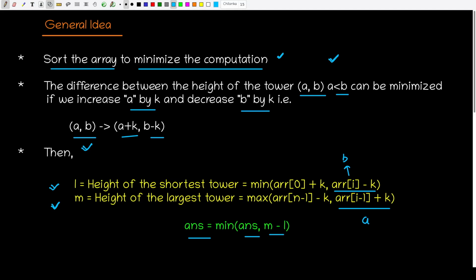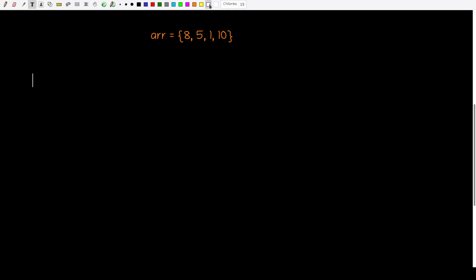Now let us discuss each of these steps in more detail. So in order to discuss that, let us take an example. Let us say this is the height of the towers which is given to us. Now if we don't sort the array and we want to compute the difference between the heights of the towers, then we have to compute the difference between all the towers. What I mean by this is, we need to compute the difference between 8 and 5, between 8 and 1, and then between 8 and 10. Similarly, we also have to compute the difference between 5 and 1, 5 and 10, and then 1 and 10.